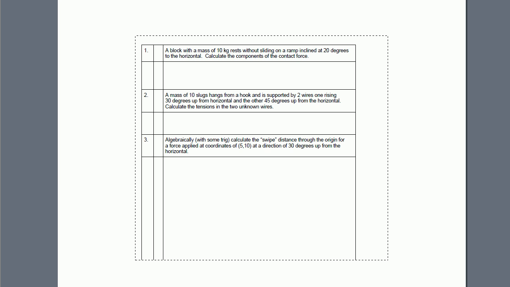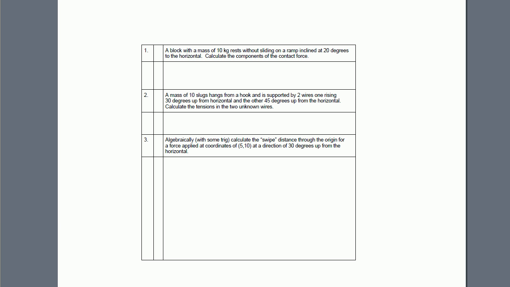Now with that I can add a new layer, and in this new layer I can start doing some colors, and I'll just deal with black right now. I am now going to be using my pen. So here, the first one: a block of 10 kilograms is inclined on a ramp. Off on the side here, I'm going to show you a ramp, right?